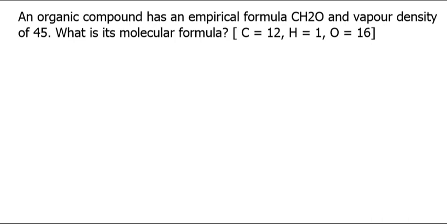An organic compound has an empirical formula CH2O and vapor density of 45. What is its molecular formula? Given the atomic mass of carbon to be 12, hydrogen 1, and oxygen 16. Solution.